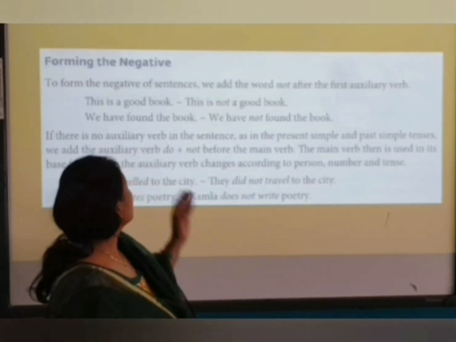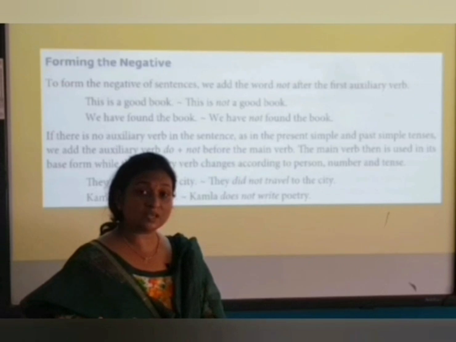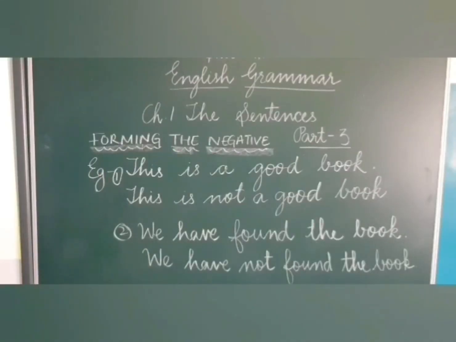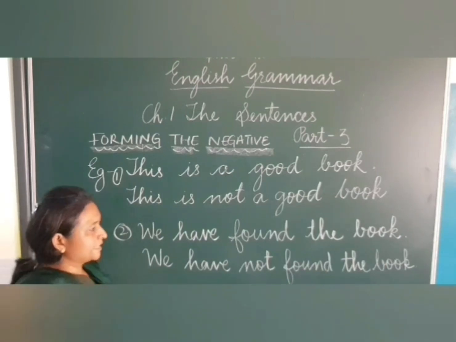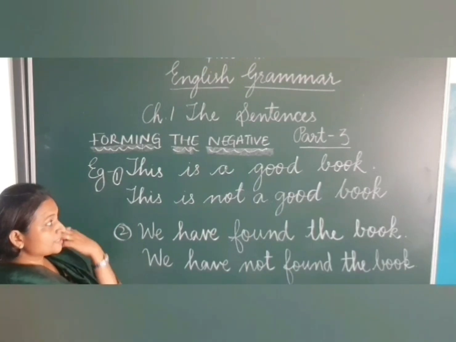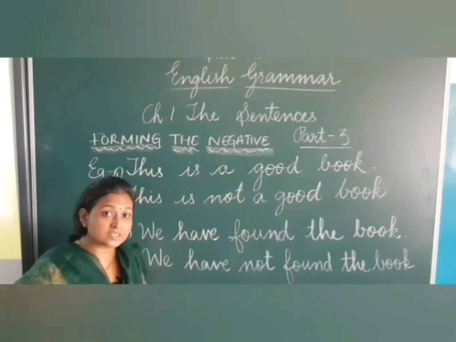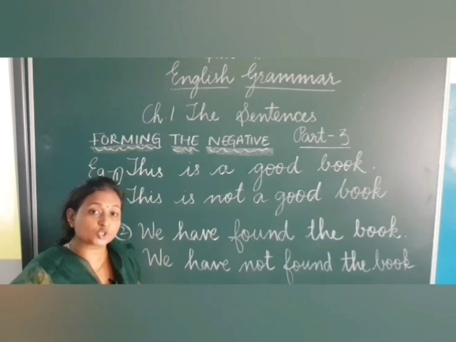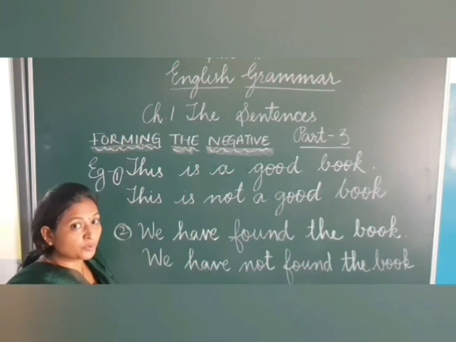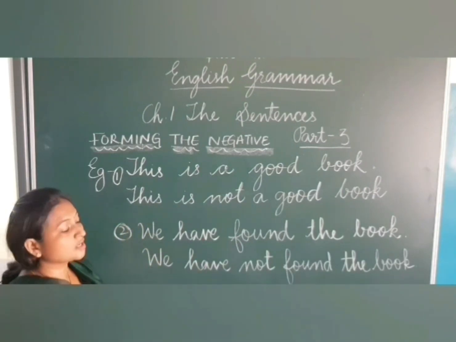Now, we will be learning how to form the negative sentences. Negative means using no or not. So, I will be explaining you. So, let's learn forming the negative. For example, this is a good book. See, negative means whenever you use not or no. Whenever these two words are used, a simple sentence can be changed into a negative sentence. So, this is a good book. Now, when we make it negative, we can write this is not a good book.